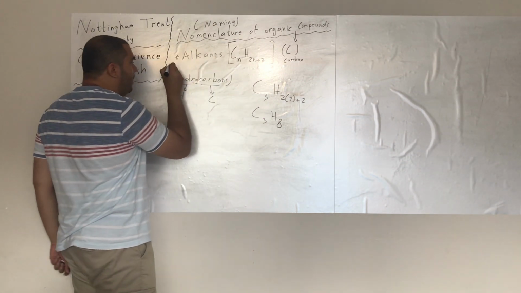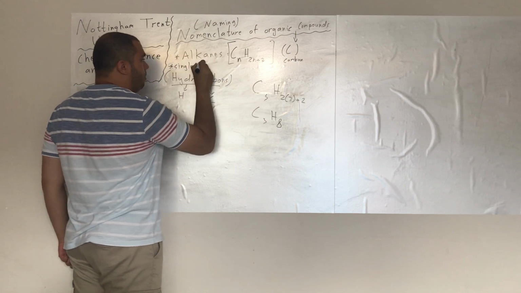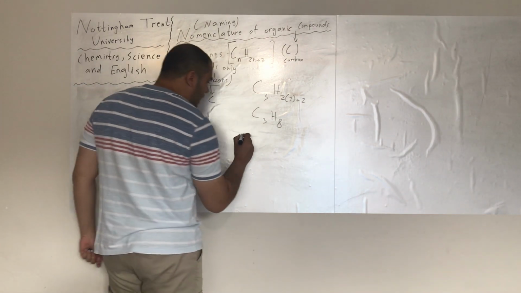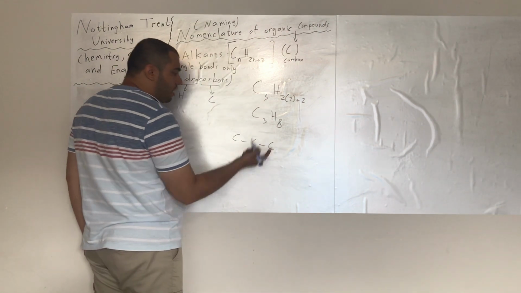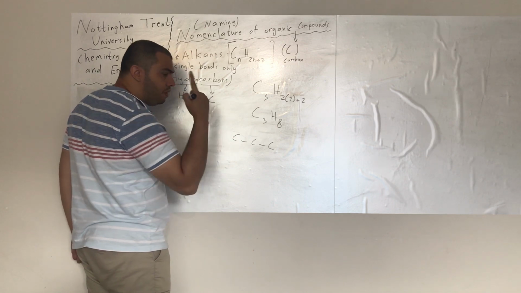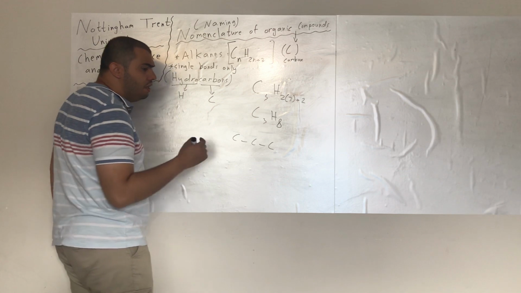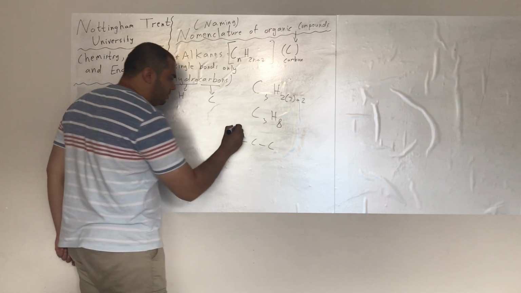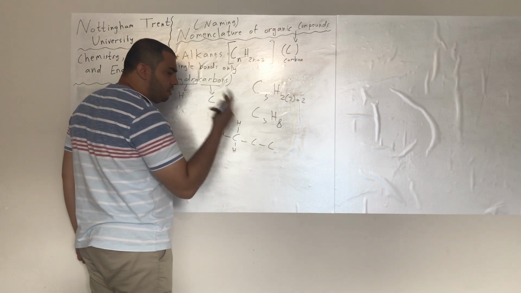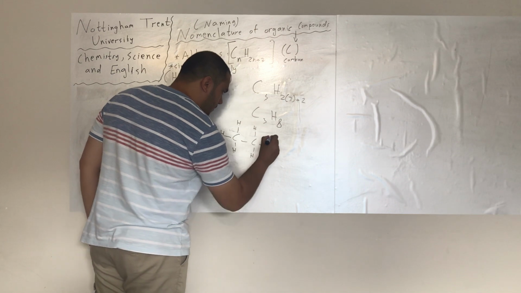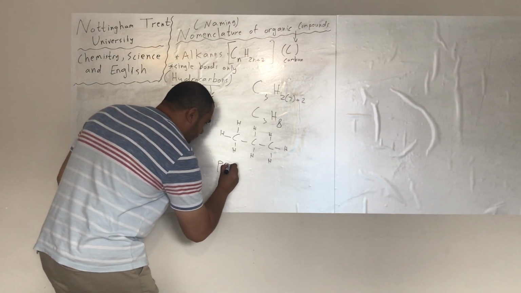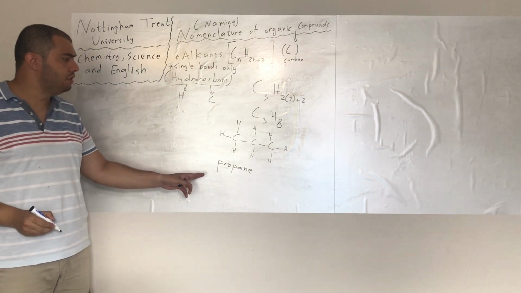Now remember, in this family I will have single bonds only. I have single covalent bonds only. So it will be like this. Look, 1, 2, 3, 3 carbons. Each carbon has 4 bonds. This carbon is bonded with another carbon, so only one bond. So it needs to bond with 3 other hydrogen atoms. So it will be like this. This carbon has 2 bonds, so it needs 2 more. Each carbon has 4. You see? So this is called propane.